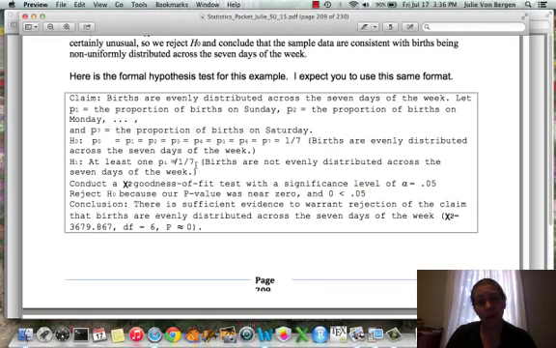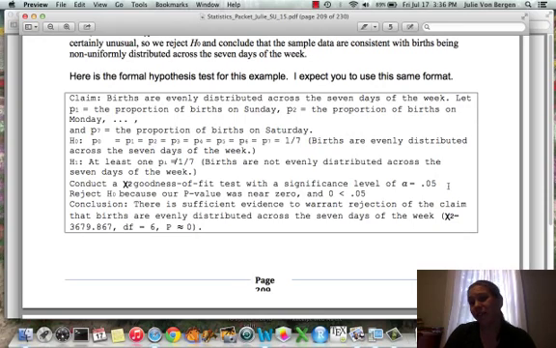The alternative hypothesis means that at least one of those proportions is not 1/7, right? If one is not 1/7, then that's going to screw up the whole distribution and it's no longer going to be evenly distributed. With words, you could say births are not evenly distributed across the 7 days of the week. So we are going to conduct a chi-squared goodness of fit.